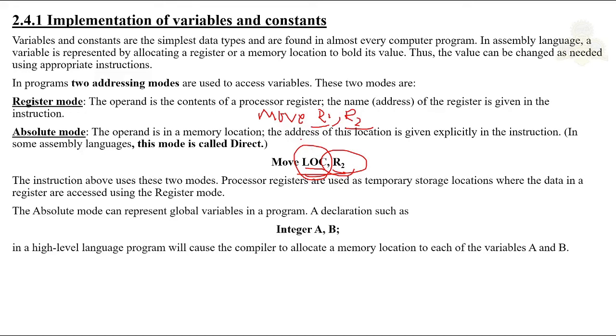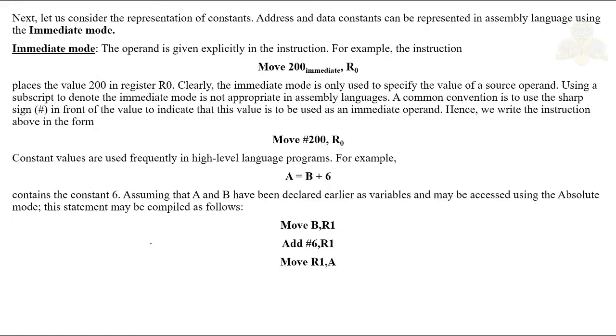Now for the absolute mode, how can we refer to it? As integer a comma b. This is an example of absolute mode. Here a is a memory location, b is also a memory location. If you have integer a comma b, it tells the compiler to allocate the memory location for the variables a and b of type integer. Getting it?